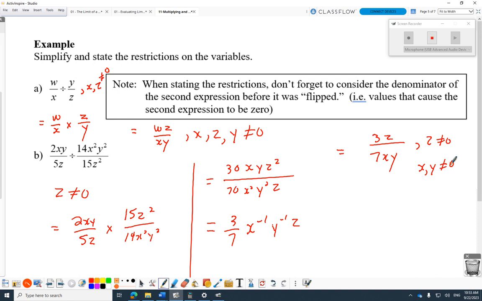And that's what it says in the box. When stating the restrictions, don't forget to consider the denominator of the second fraction before it was flipped, values that can cause the second expression to be 0. That's a technical way to say it. What I would say is check all the denominators in the question for 0. I know some people want to copy what's in the box, so I will hesitate for a second so you can copy what's in the box.